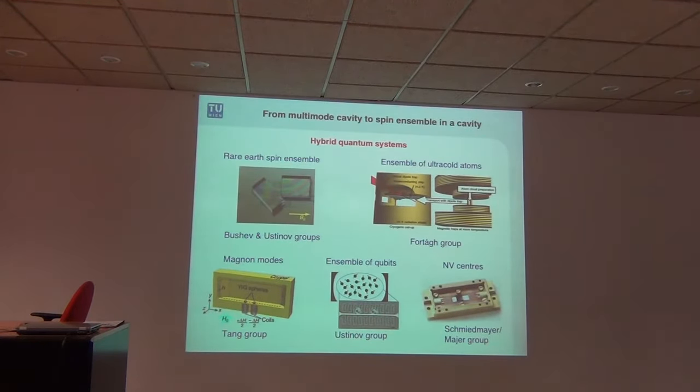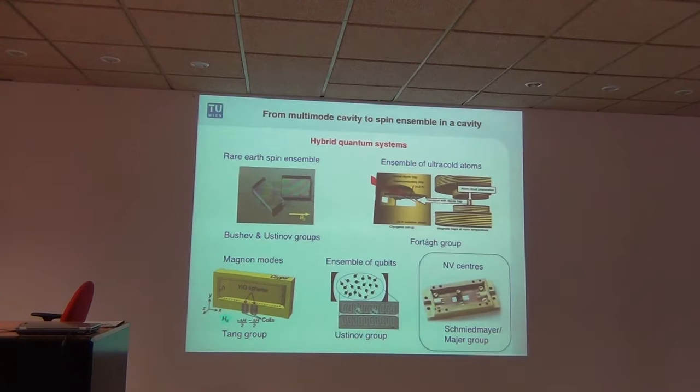In that sense, we go to systems which are hybrid quantum systems, which are basically spin ensembles inside a quantum cavity. I'll just discuss a few of the models which are being worked on. So this is, I think, erbium spins, so rare earth elements in a microwave resonator. And these are ultracold atoms. Similarly, you can have YIG spheres, which are yttrium iron garnet spheres, which give rise to magnon modes inside, again, a microwave resonator. Or you can have ensembles of superconducting qubits, which interact with the superconducting resonator.